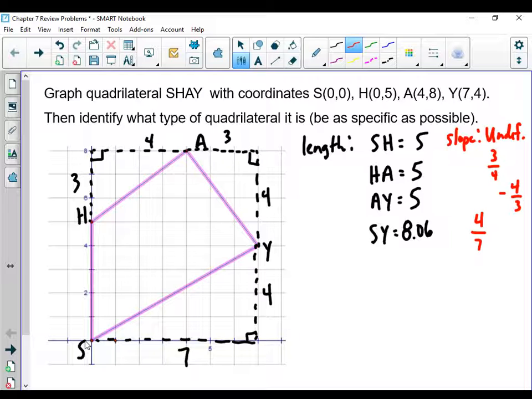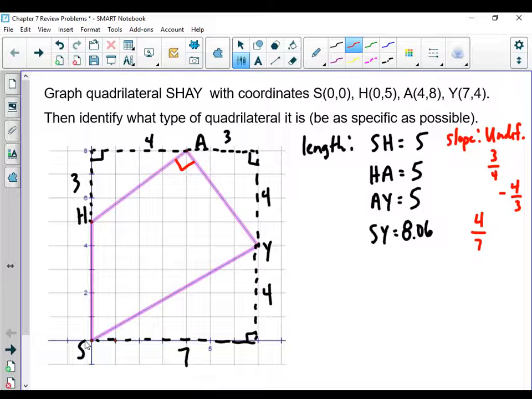Remember, perpendicular slopes are the ones that are opposite signs but reciprocals of one another. So 3/4 and negative 4/3, those are opposite reciprocals. That means HA and AY are perpendicular, so that's a 90-degree angle. But that doesn't really give me any other information about the other angles.